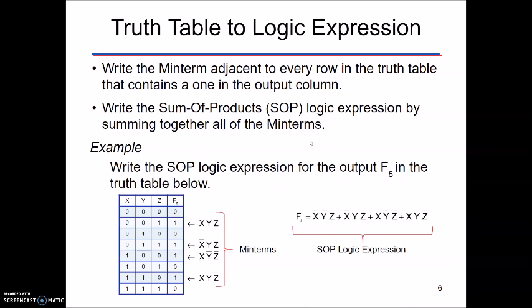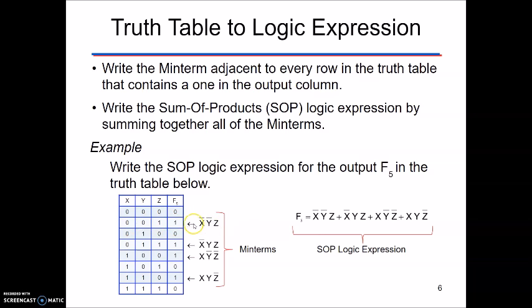Okay, now taking that truth table and turning it into a logic expression, you can write the minterm adjacent to every row in the truth table that contains a 1 in the output column. So basically anywhere that we have a 1, that means we're actually getting an output. When we say a minterm, we are talking about these expressions right here.